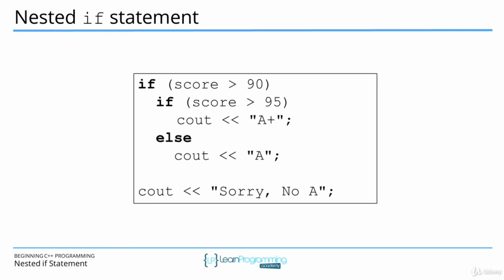In this example, we check if score is greater than 90. If it is not, then we skip down to the bottom output statement and we display "sorry, no A." If the score is greater than 90, then we check the nested if statement condition and check if score is greater than 95. If it is, then we display an A+. If it's not, we display an A.